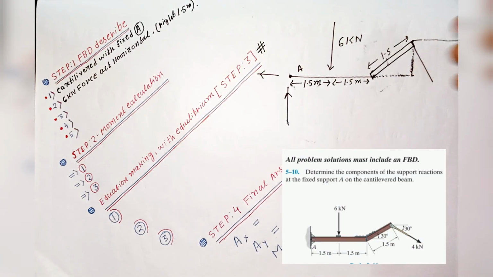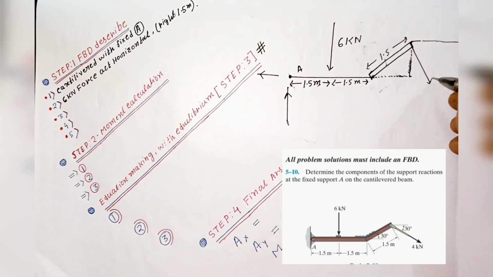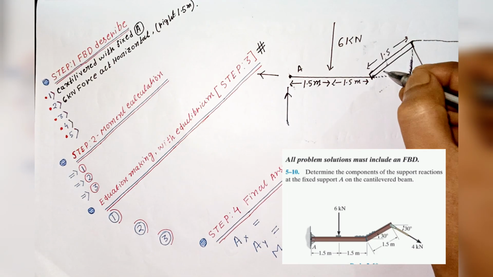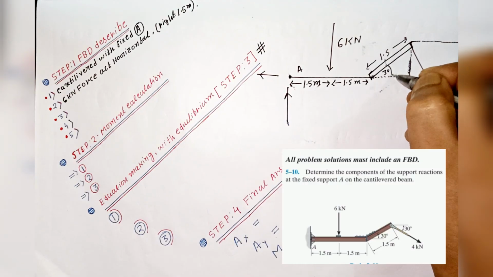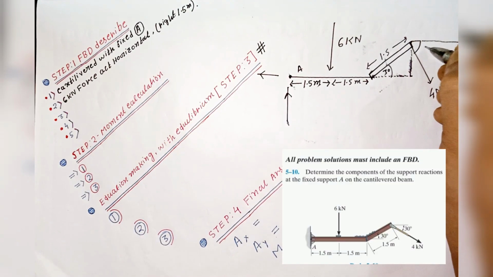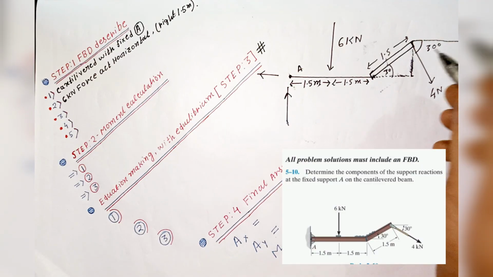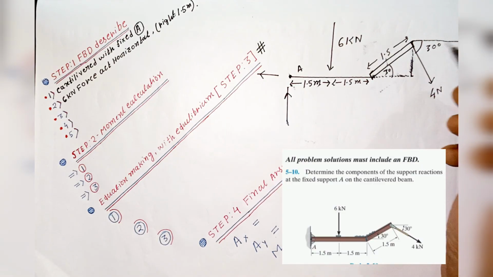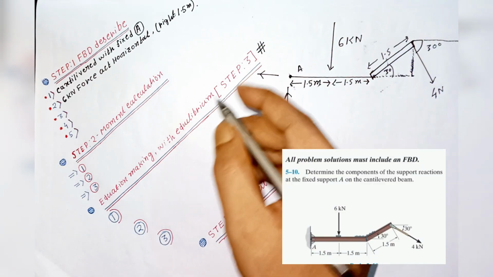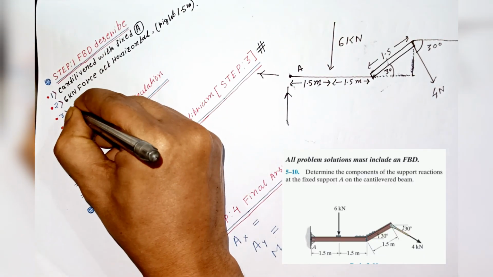So we have to write point number 3. This is 4 kN, at an angle of 30 degrees. This is 30, this is 30, because both lines are parallel. So 30, this 30, this 30, this 30. I think you know the childhood geometry.